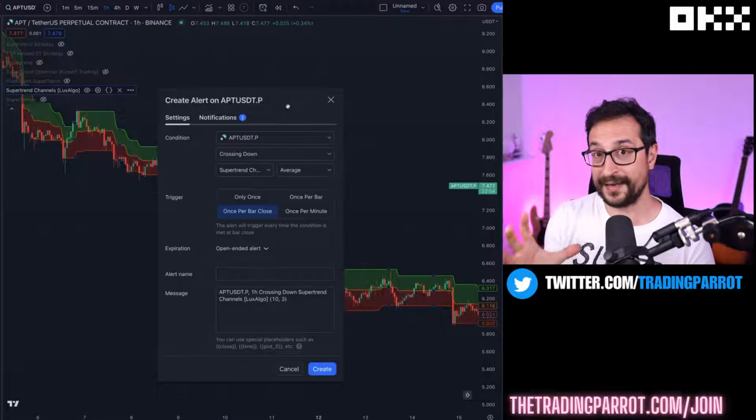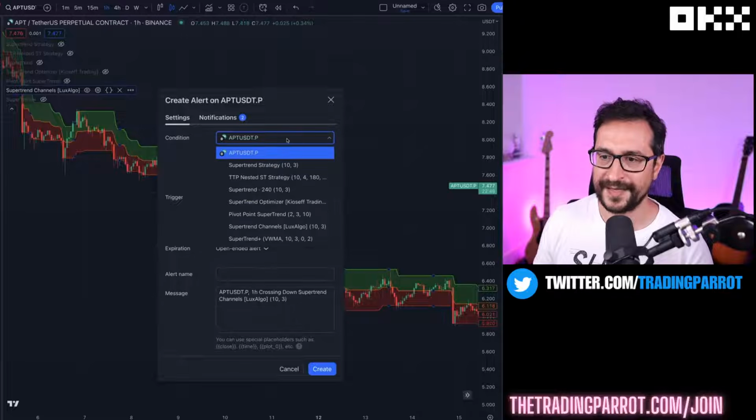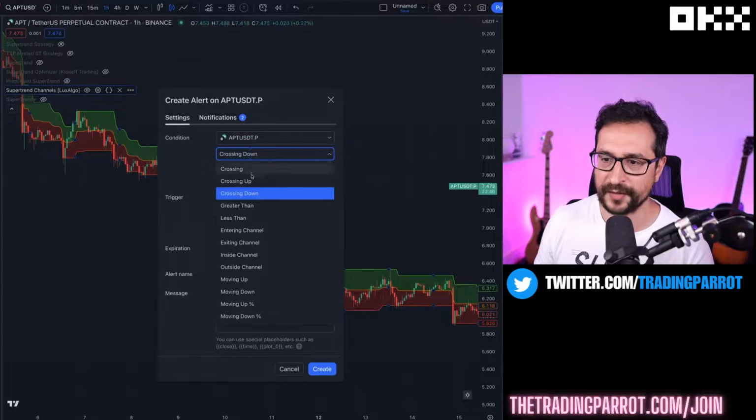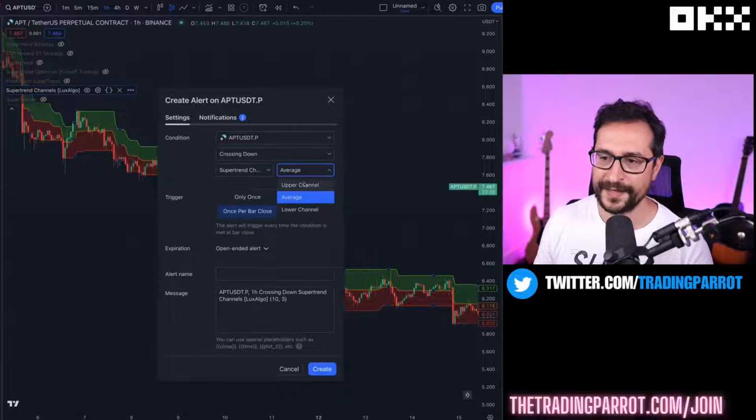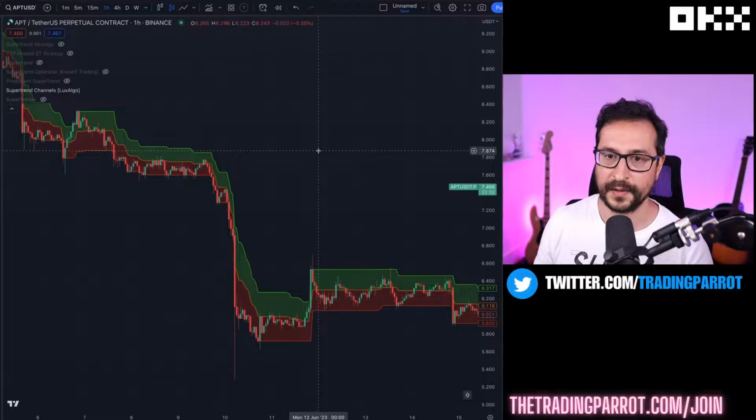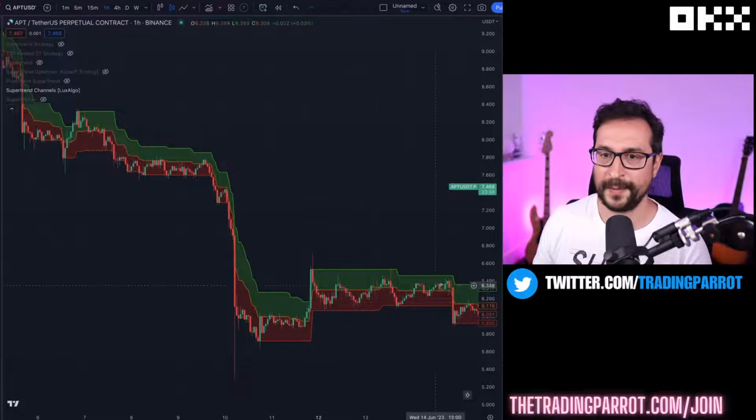In order to set up alerts, it's very simple. First, you select the price on the top, and then you can say crossing up or down, and then you pick the indicator from Lux Algo, and you can decide what level you want to be crossed: upper, lower, or average. That makes it very convenient to implement any strategy.